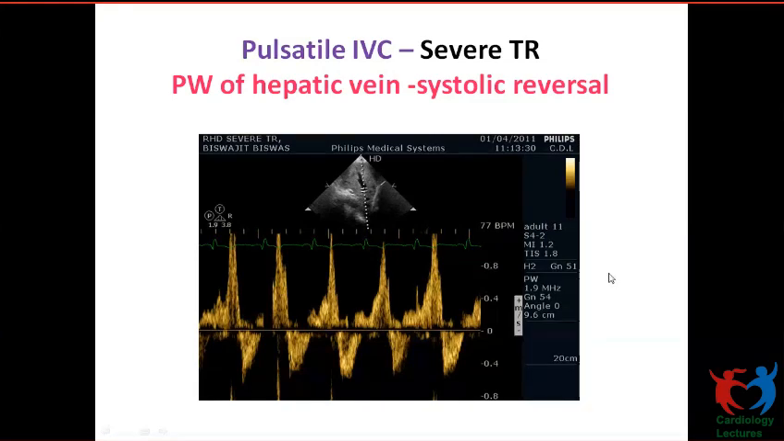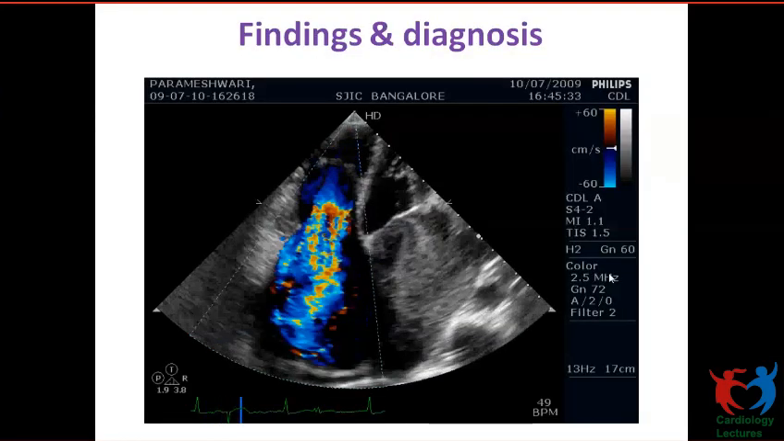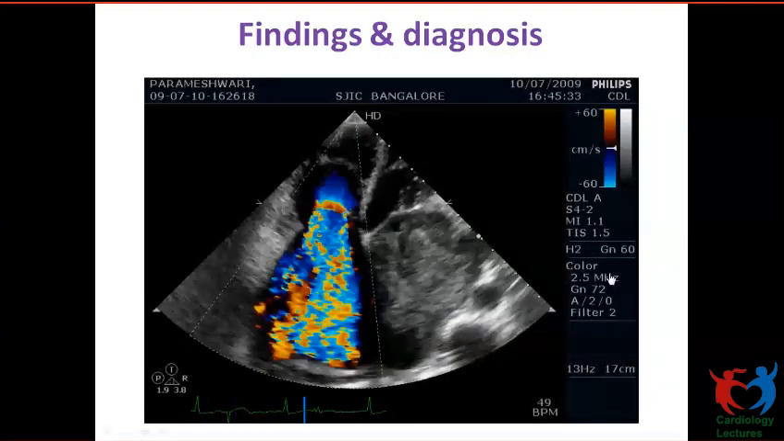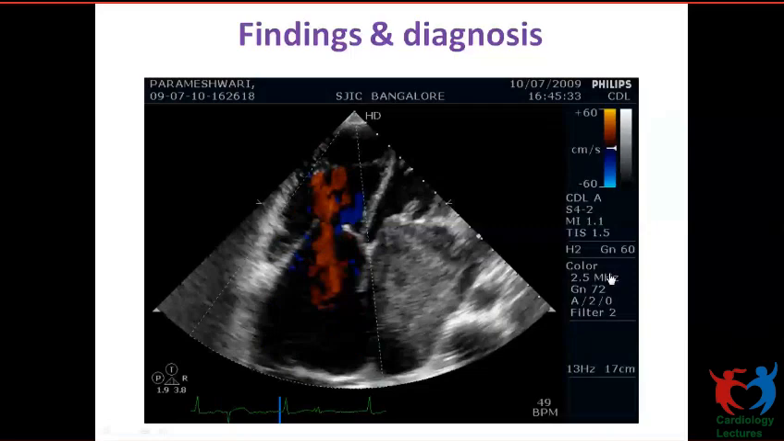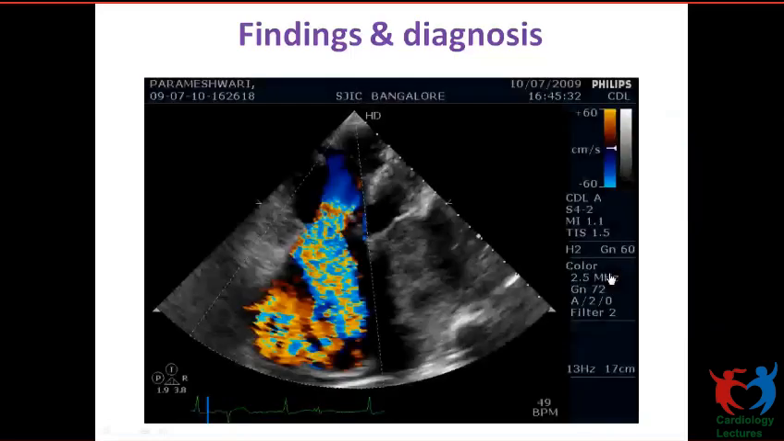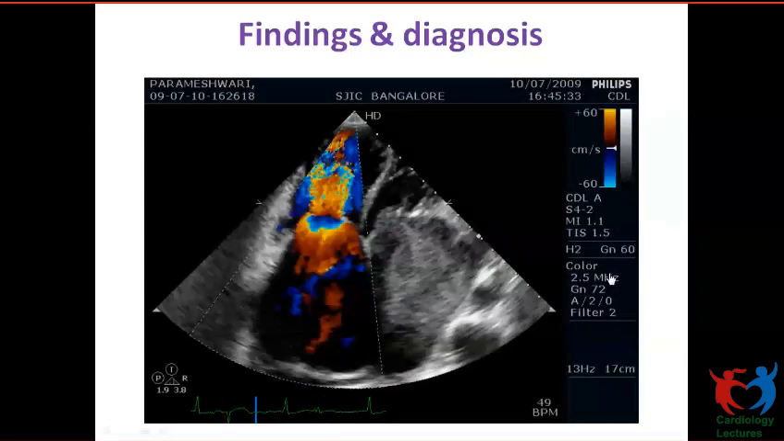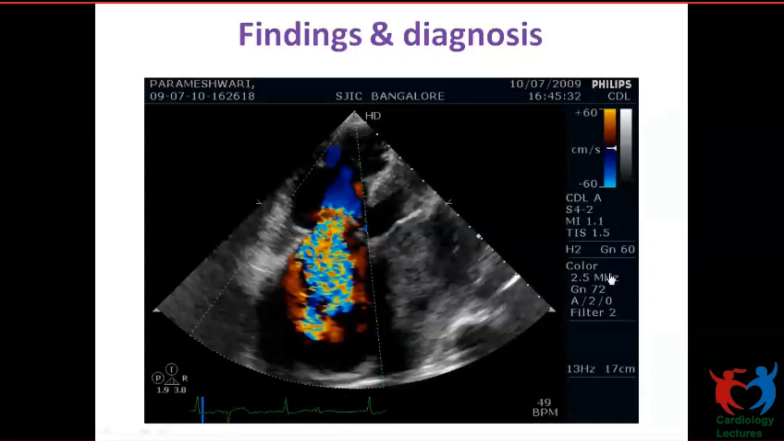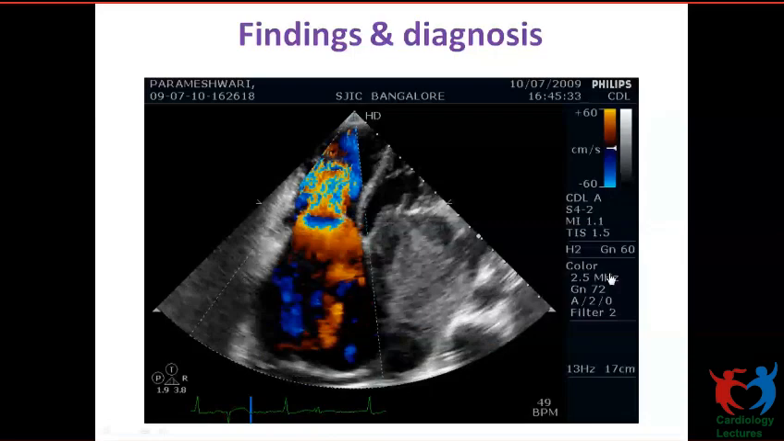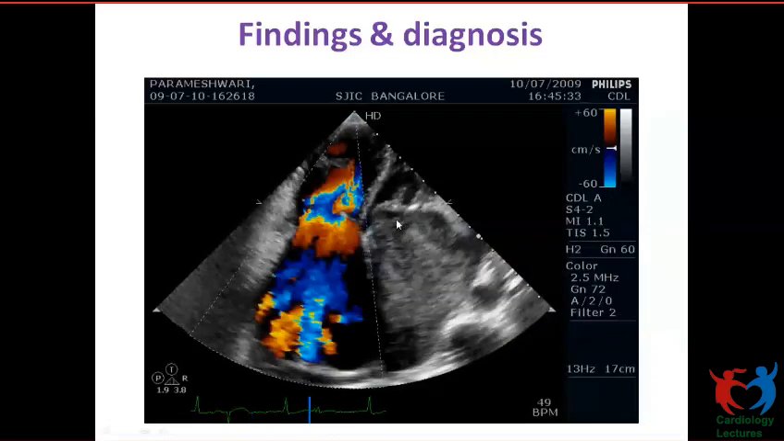Can you enumerate all the findings of severe tricuspid regurgitation? Normally also the flow will be above. What is the TR due to here? You see something on the left side. What's happening? Slow movement. Severe MS.